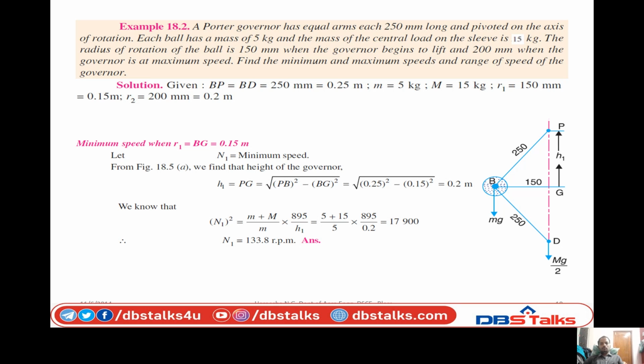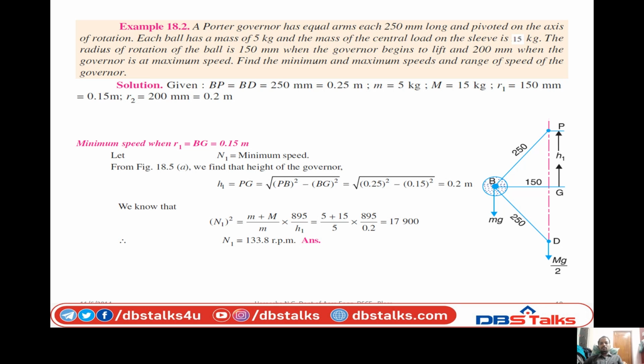That is the thing we need to write. And mass capital M is equal to 15 kg, small m. Okay. Then what is the minimum position and maximum position? With the minimum position and maximum position only, we can find out the minimum speed and maximum speed.